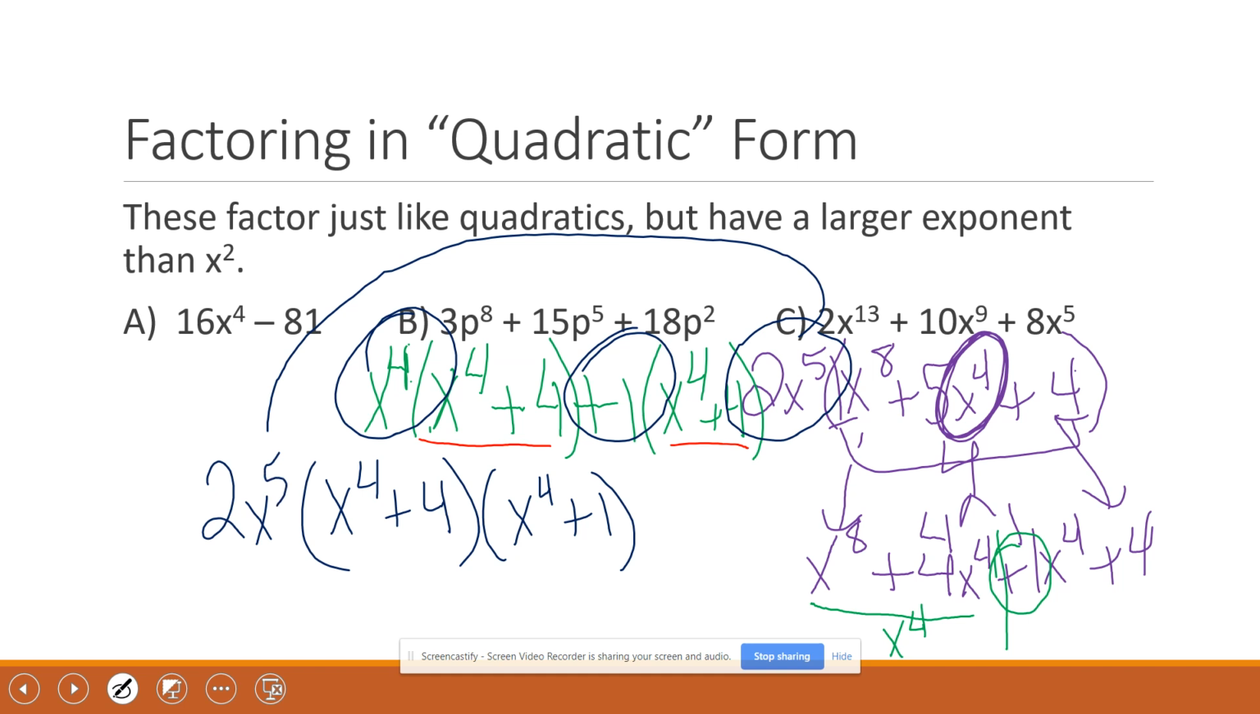But wait, is there more? Well, let's see. This is a perfect square, but it's adding. So I can't do anything with that. And x to the 4th plus 1, perfect square. But again, it's adding. So there's nothing more I can do with that one.